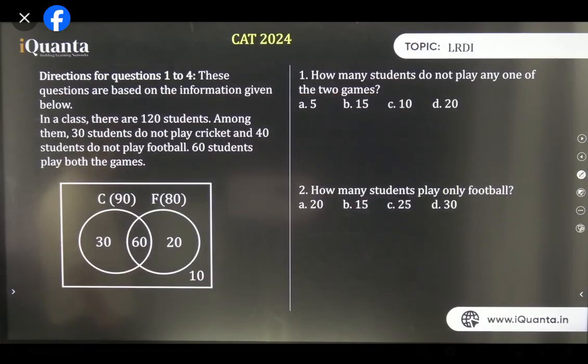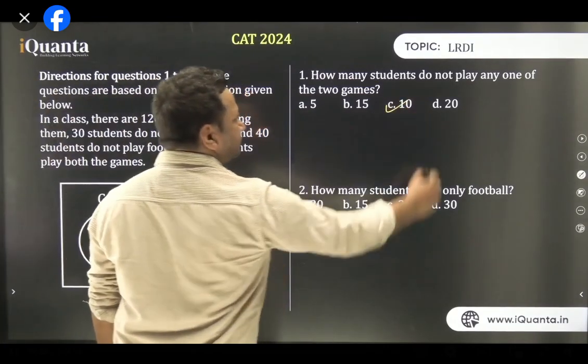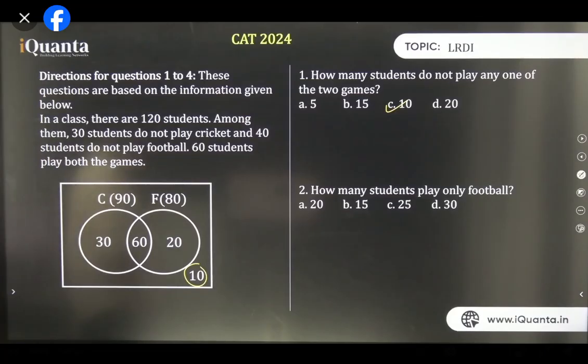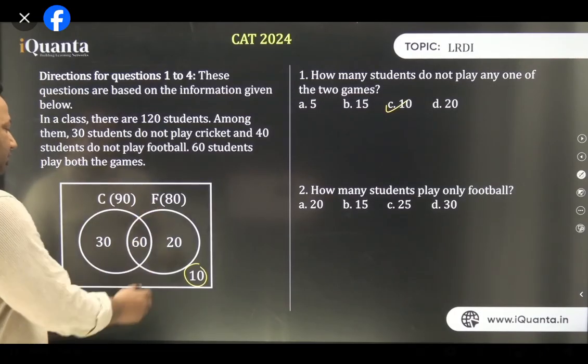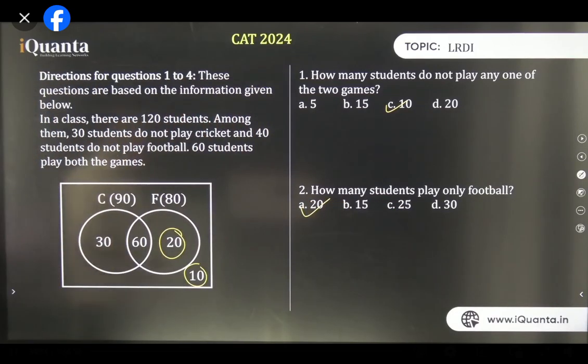Okay, let us answer the questions, all of them one by one. How many students do not play any of the two games? I don't know it over here. 10. How many students play only football? 20. C, and then comes A.